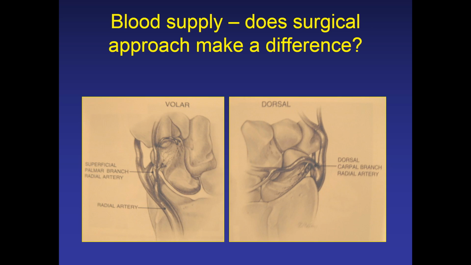The other thing about the blood supply is how it affects our approach. The tuberosity supply is right where we drill our screw for the volar approach, and the dorsal ridge is a little bit further away, so it makes your dorsal approach a little bit safer, perhaps.